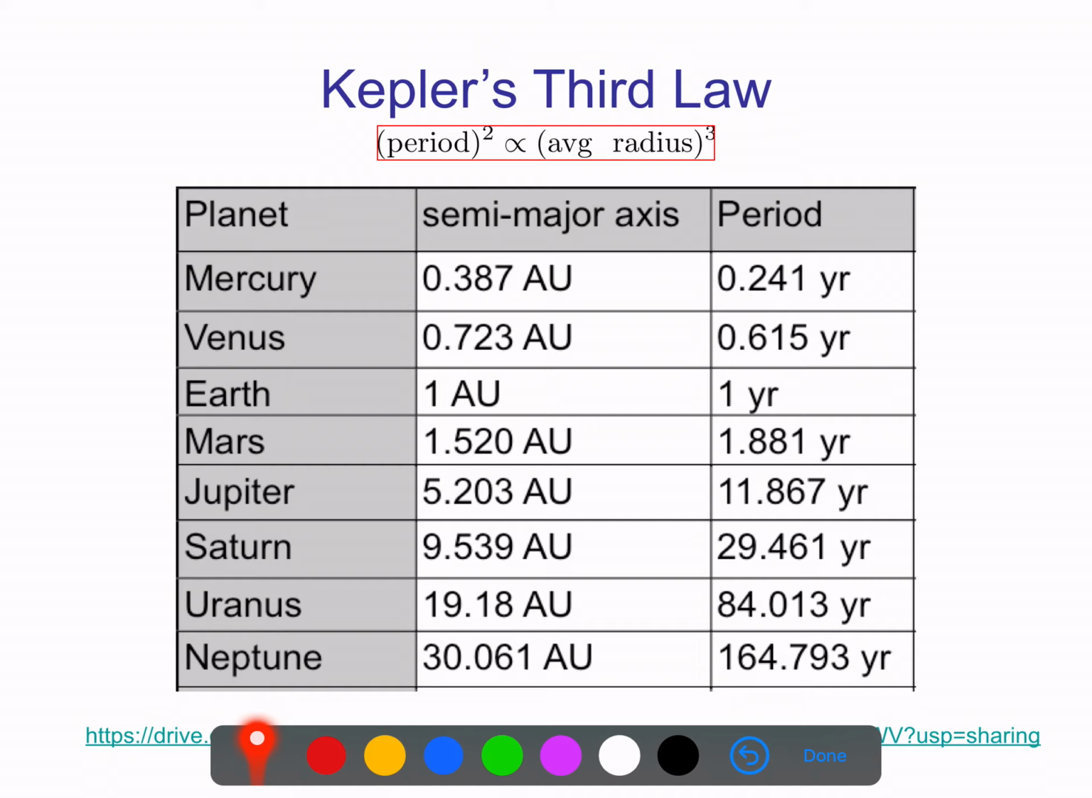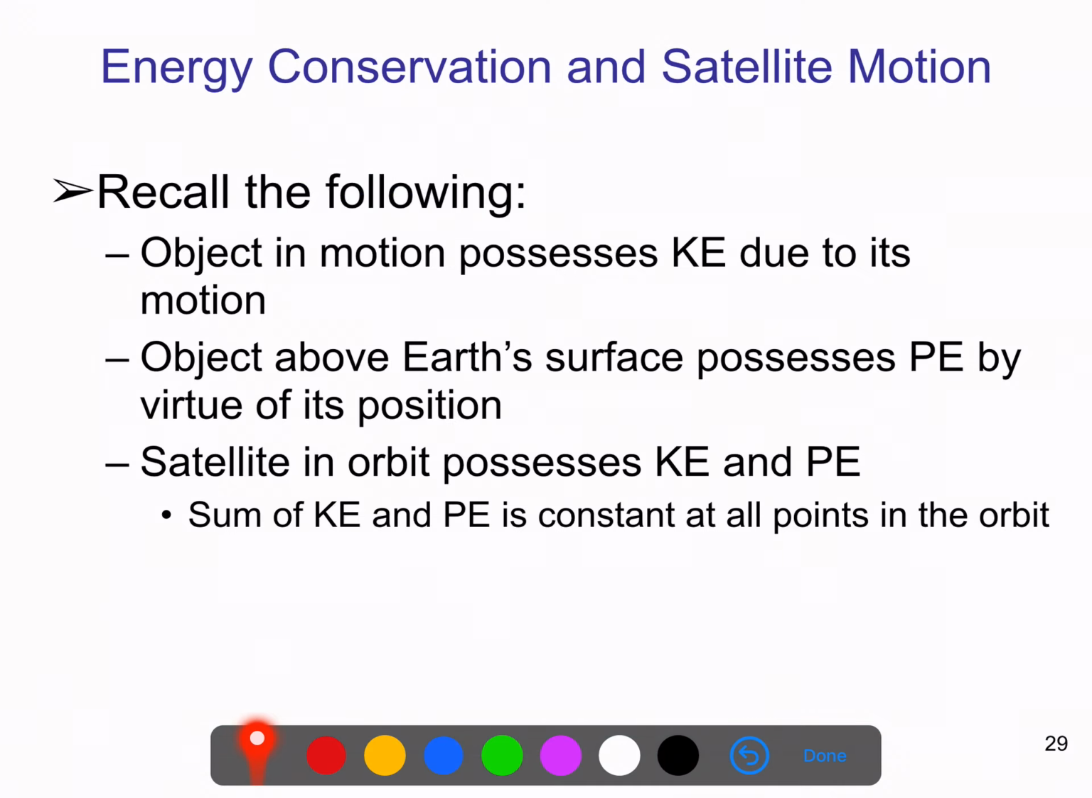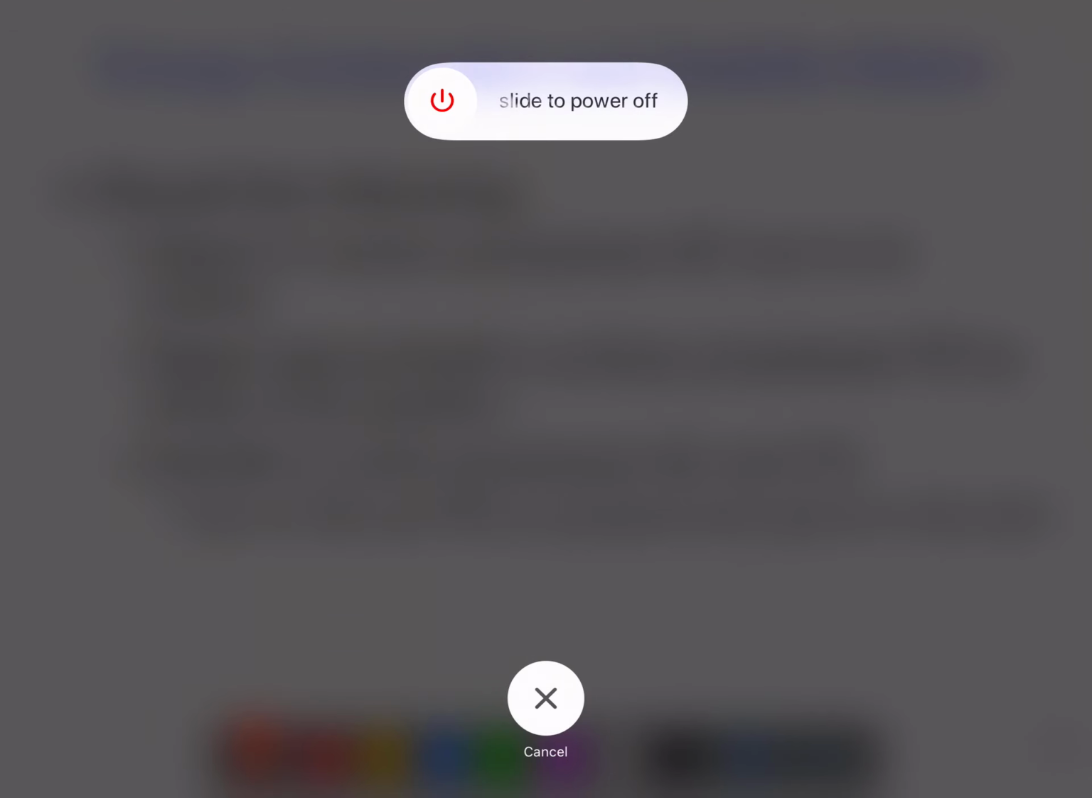and give it some distance from the Sun, and then it will tell you what the period is, all based upon Kepler's law, where the square of that period is going to be proportional to the average distance to the third power. Okay, now a final thing that we can think about is energy conservation as it applies to satellite motion, and this could also be thought about in terms of planetary motion as well.